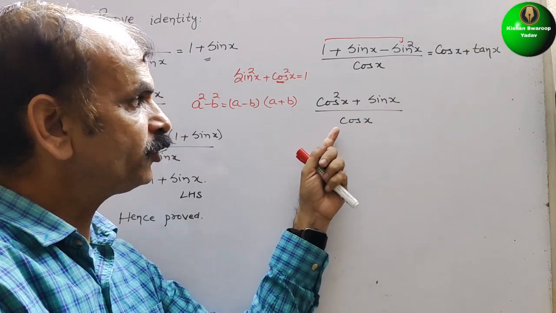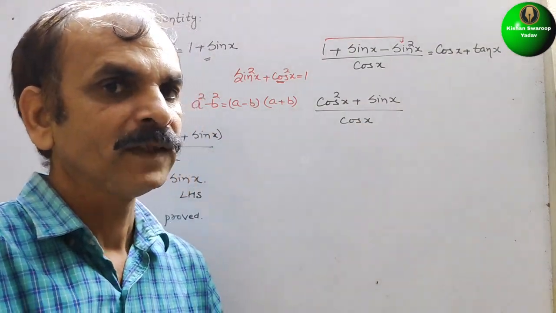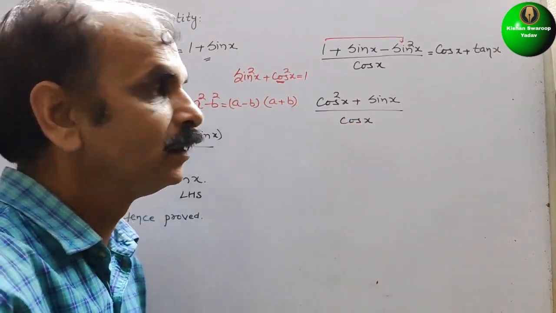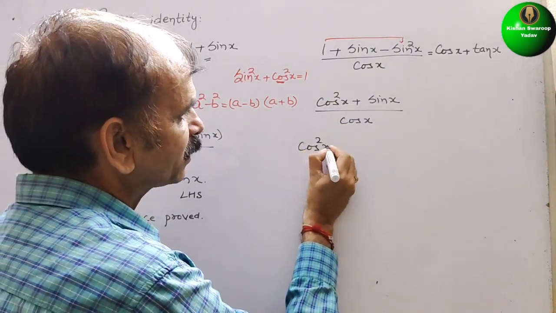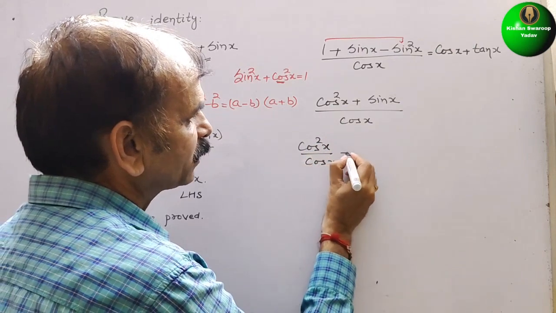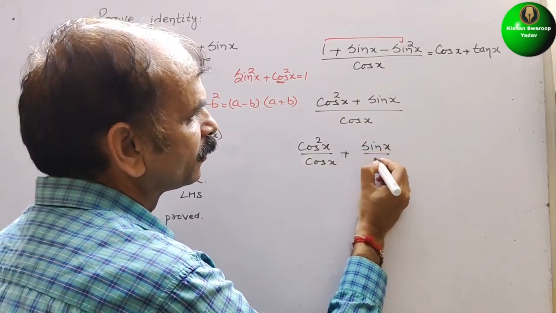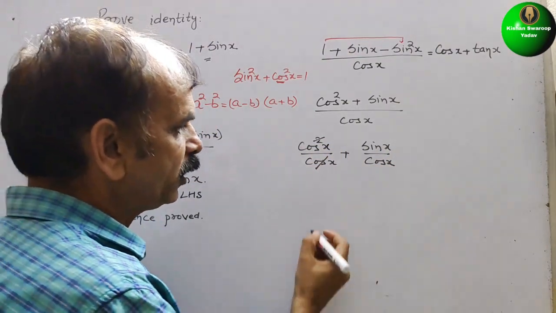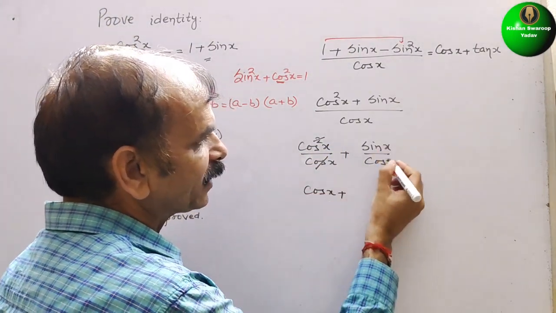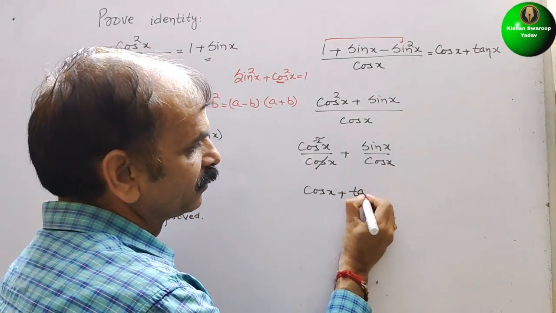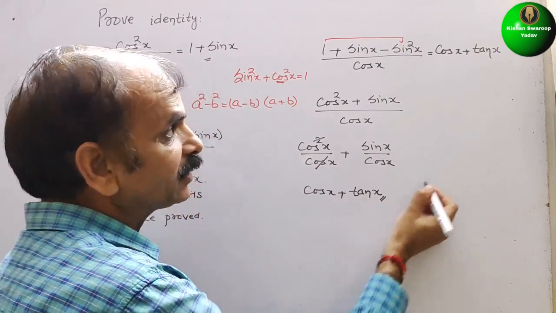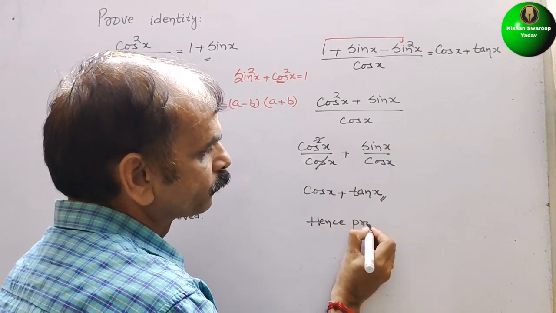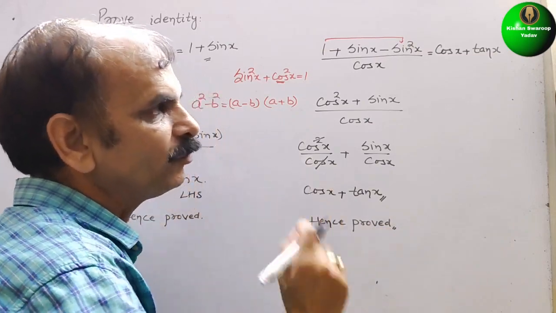Now if you see this, cos x is the LCM. That means it is below this also and below this also. We will go for splitting of that. So now it will be cos square x by cos x plus sin x by cos x. So cos x and the power will go out. The remaining is cos x only. Plus sin x by cos x is your tan x. So this is your LHS, RHS is also the same. So now we can write hence proved. So like this we have to do it.